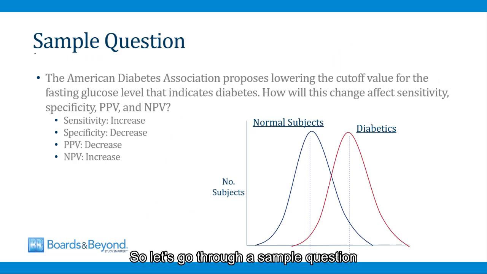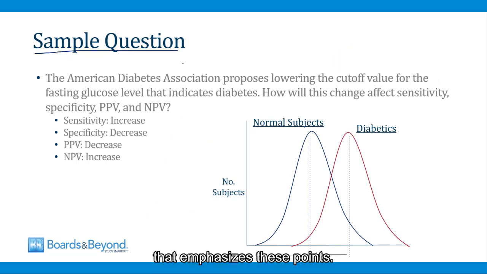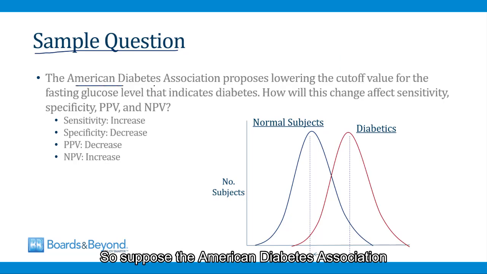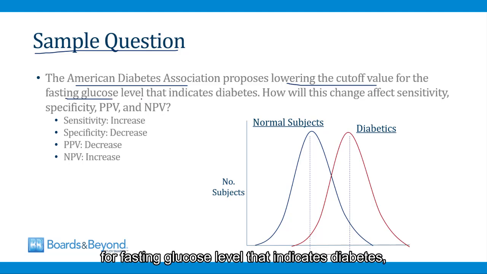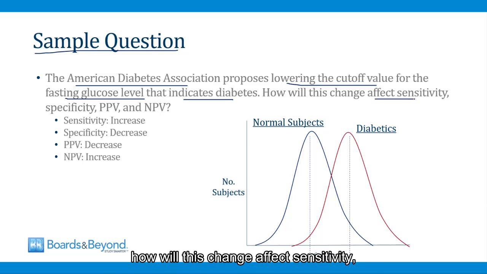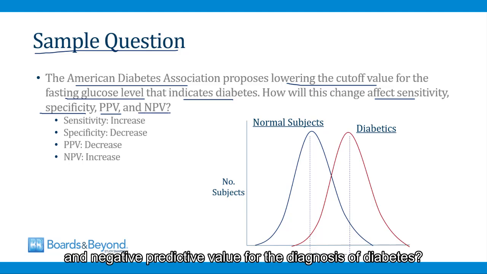So let's go through a sample question that emphasizes these points. Suppose the American Diabetes Association proposed lowering the cutoff value for fasting glucose level that indicates diabetes. How will this change affect sensitivity, specificity, positive predictive value, and negative predictive value for the diagnosis of diabetes?